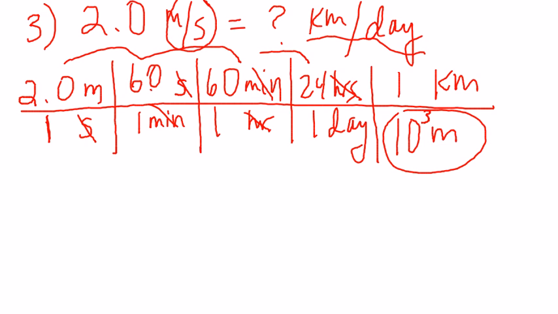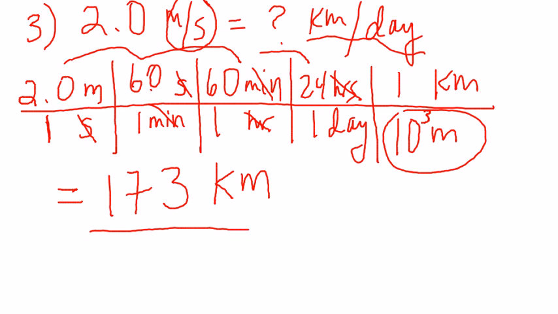And when I do that, it looks like I get 173 kilometers. So, if I walk or jog at a pace of 2 meters per second, then I will have walked 173 kilometers if I did not stop and take any breaks that day. And that's the end to this practice session.